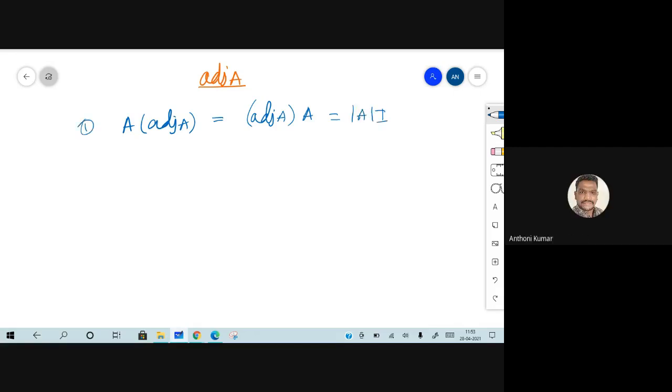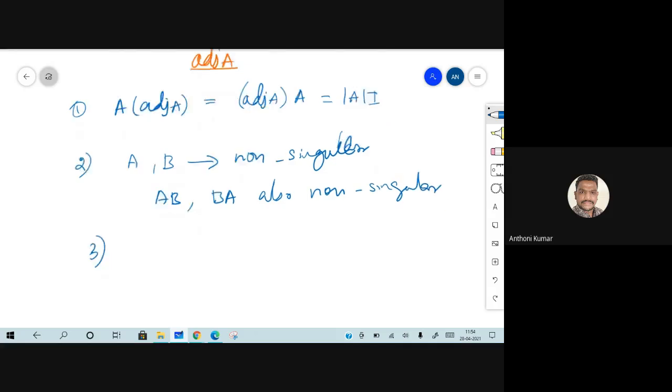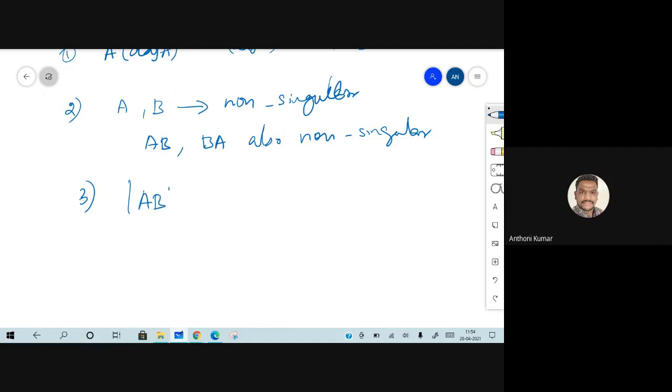Second one is if A and B are non-singular matrices of the same order, then A into B and B into A are also non-singular. And third one is the determinant of A into B, the determinant of a product of two matrices, is equal to the product of the individual determinants. So det of A into det of B.